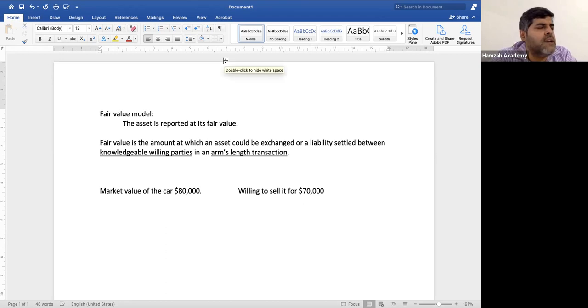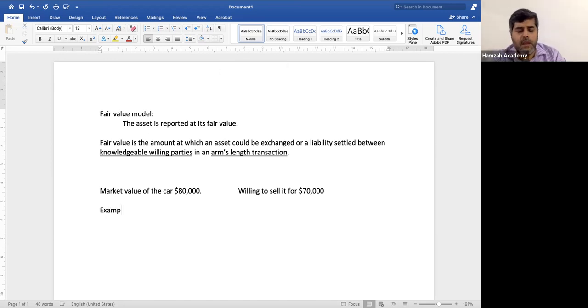And over here, what we have to do is take into account the fair values, and the fair value model says that the asset is carried at its fair value. And then at each year end, what do we do? We check the fair value of the asset in the market, and then we report that asset's value into our accounts.